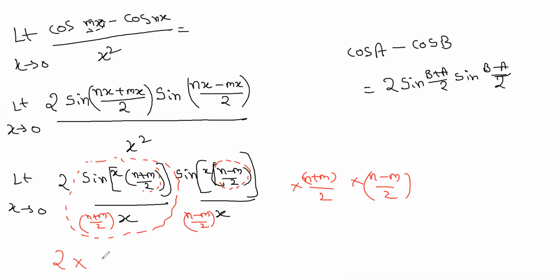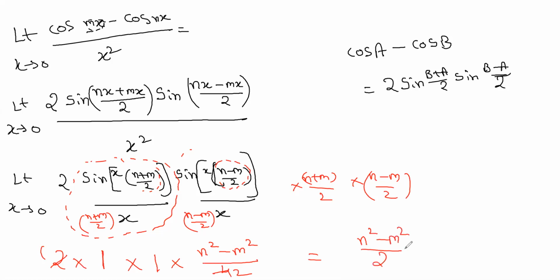What is the value of this total? 1 into 1. Again the limit tends to 1, this is sine ax by ax form. So 1 into n plus m, they are constants, right? n plus m and n minus m. So what is n plus m into n minus m? n square minus m square by 4. So 2 gets cancelled, and we get n square minus m square by 2.